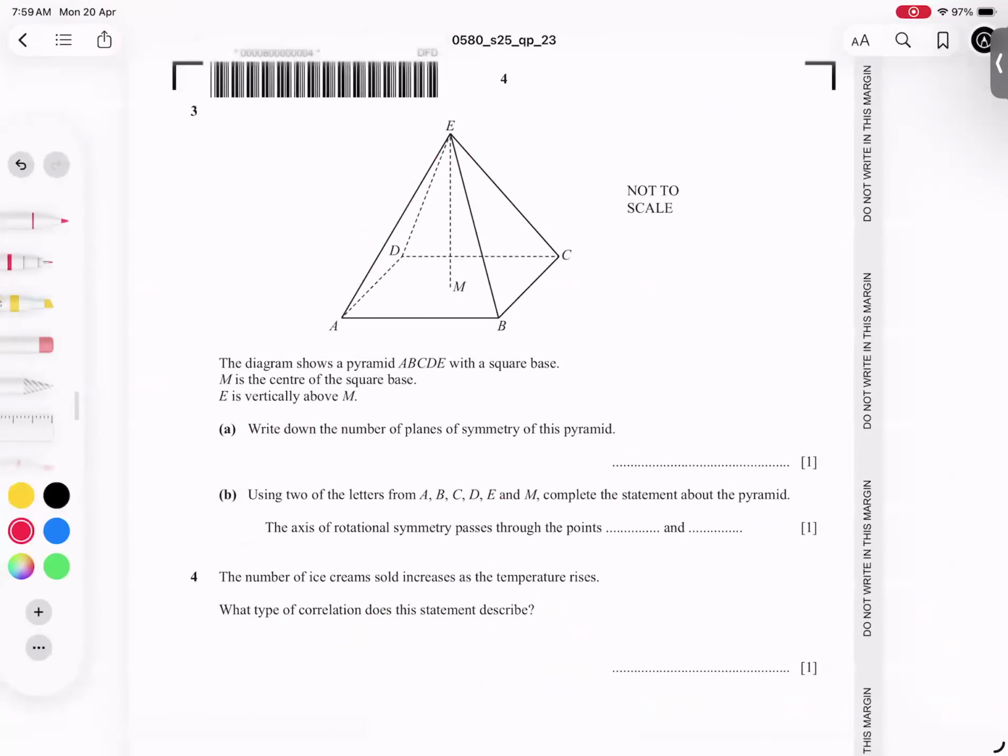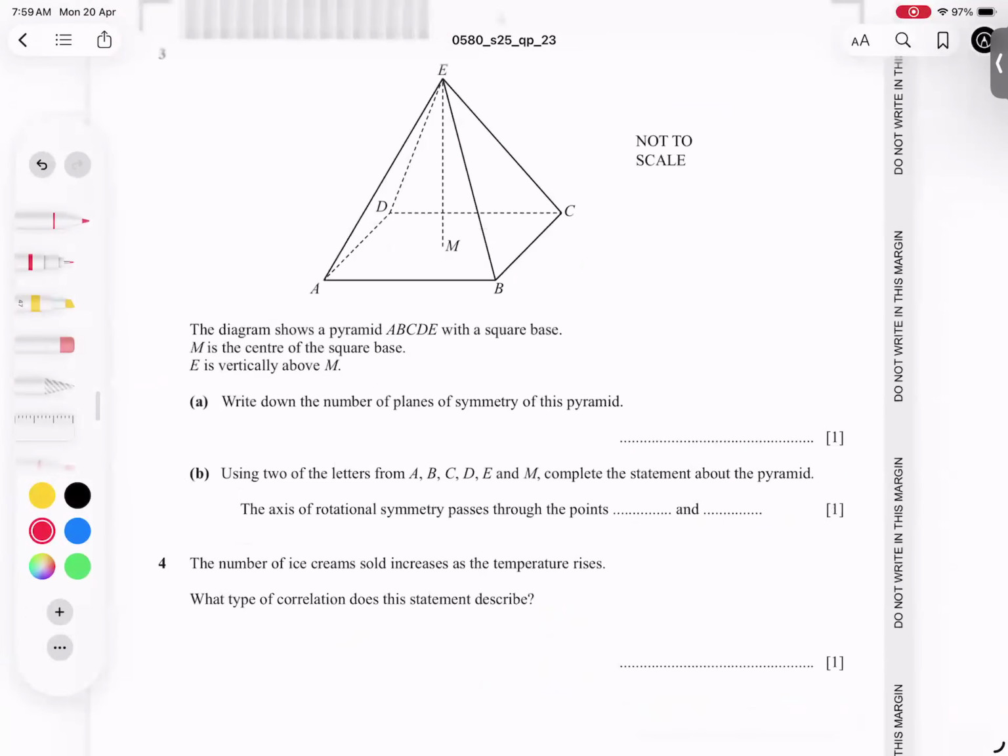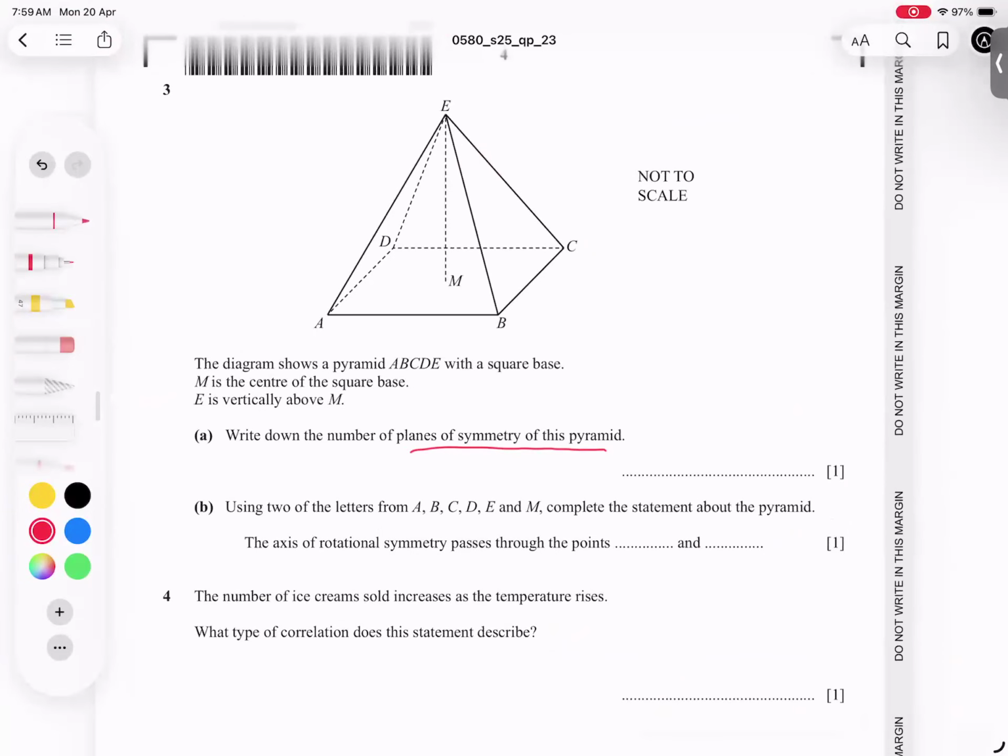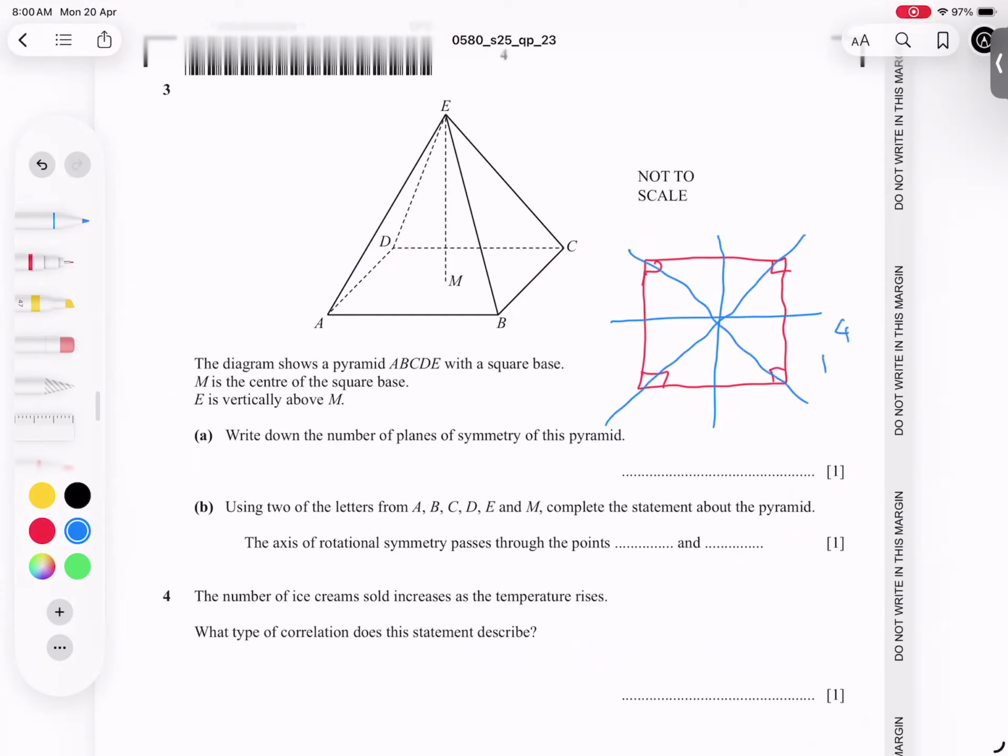Next question number 3, students, we have to write down the number of plane symmetries for this pyramid. Plane symmetry means, just assume there's a cake. How can we make a cut? First of all, it is a square base. Square base means the ground shape is a square. In a square there is 90 degrees, 90, 90, and 90. How many lines of symmetry for this one? I can make 1 from here, 2 from here, 1 from here, and 1 from here. It has 4 lines of symmetry.